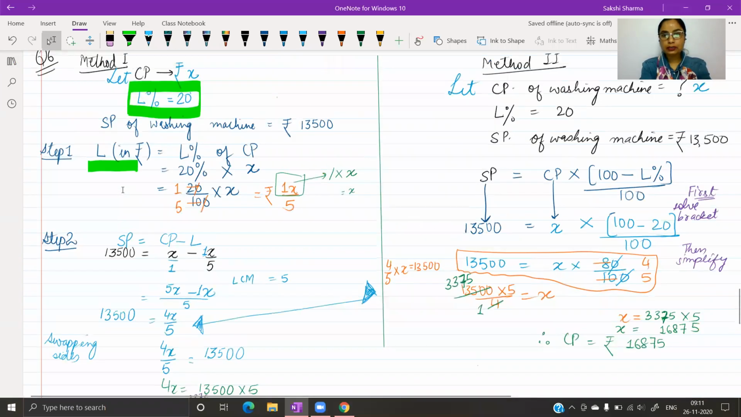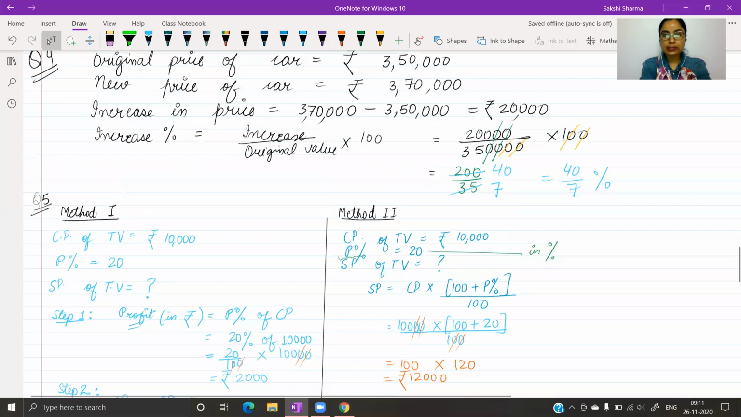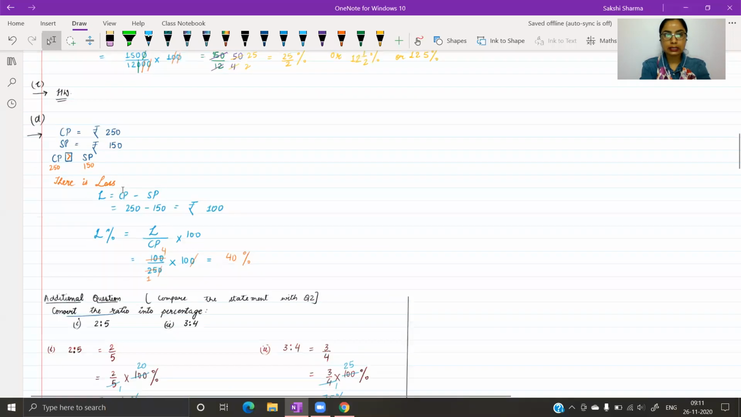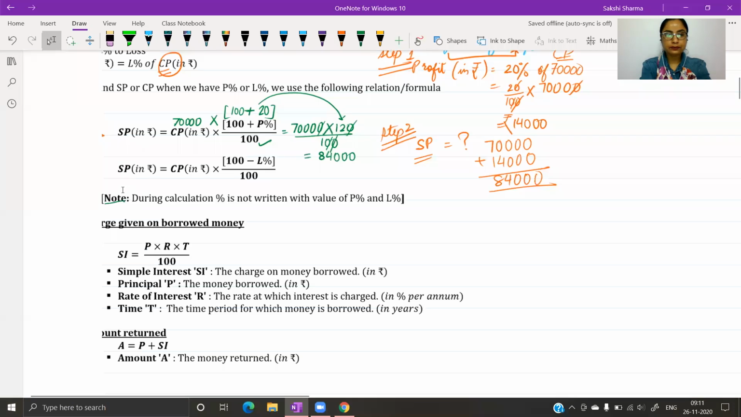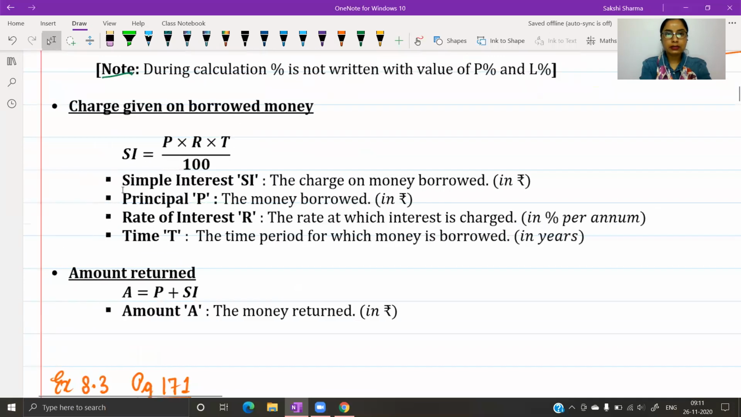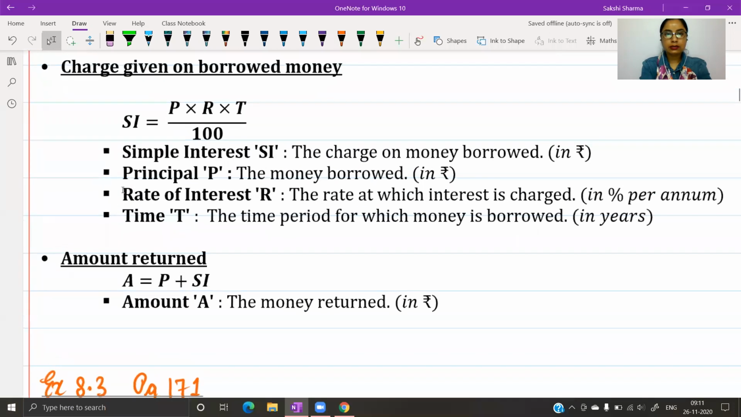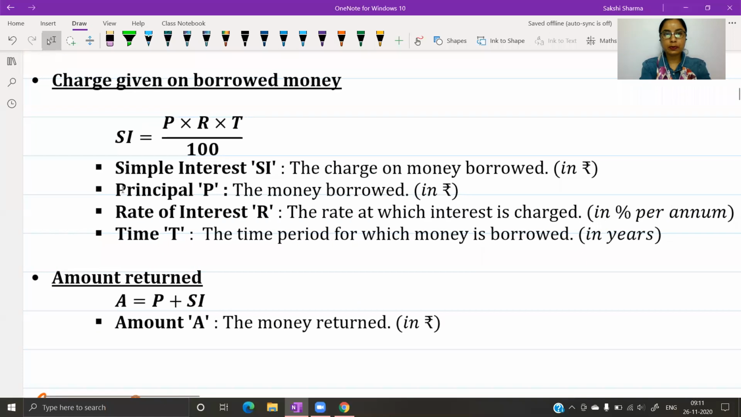I want you to go back to the first page of this exercise where you've written the formulae. Let's discuss the next topic that we have. So this is the next topic, ma'am, that we have. Yes, beta.